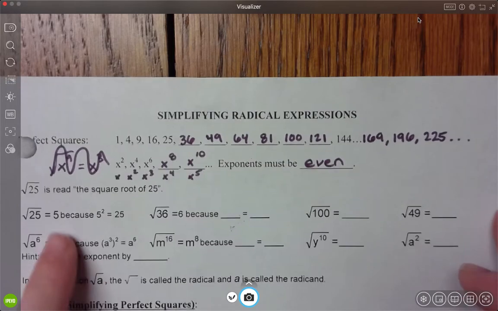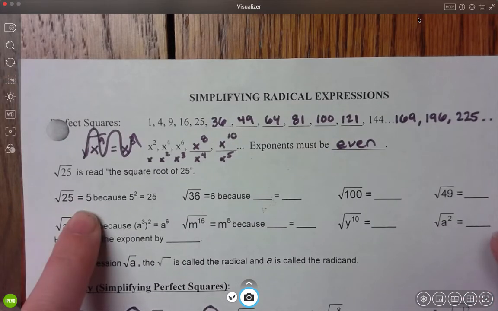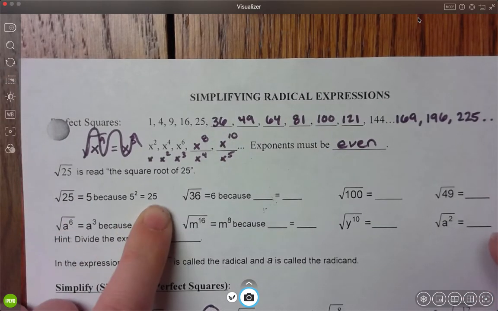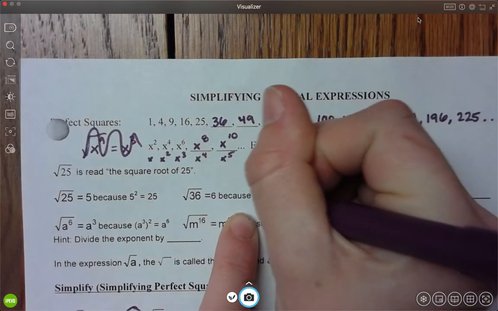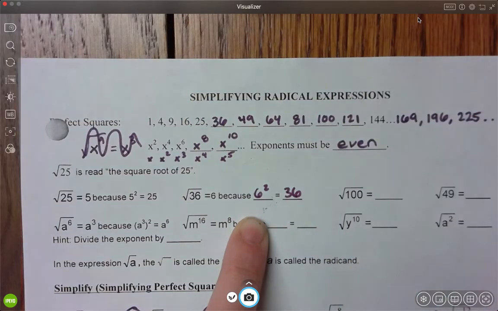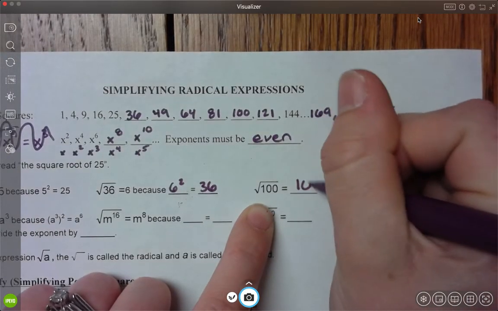The square root of 25 is 5, because 5 squared is 25. The square root of 36 is 6 because 6 squared is 36. The square root of 100 is 10. The square root of 49 is 7.